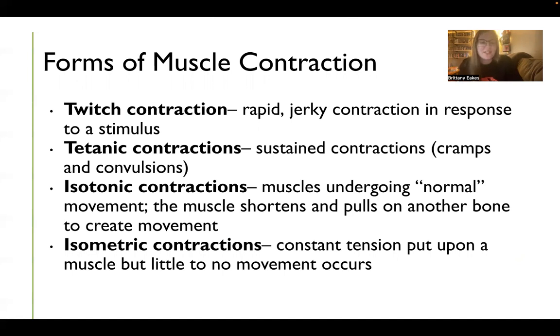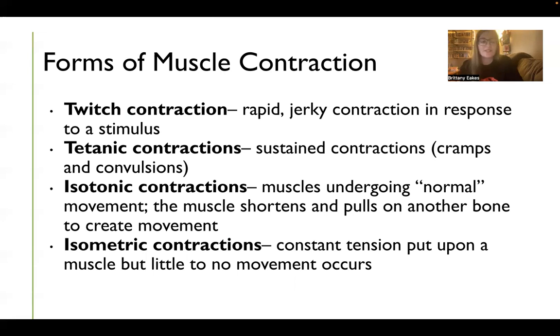There are isotonic contractions, and this is what we normally think of when muscles undergo their normal movement. There's a constant equal contraction involved. When an isotonic contraction occurs, the muscle shortens and pulls on another body part, like a bone, to create movement. Isometric contractions involve a constant tension put upon a muscle, but little to no movement will occur. Tension increases within the muscle, but the muscle does not shorten and result in movement of a body part.